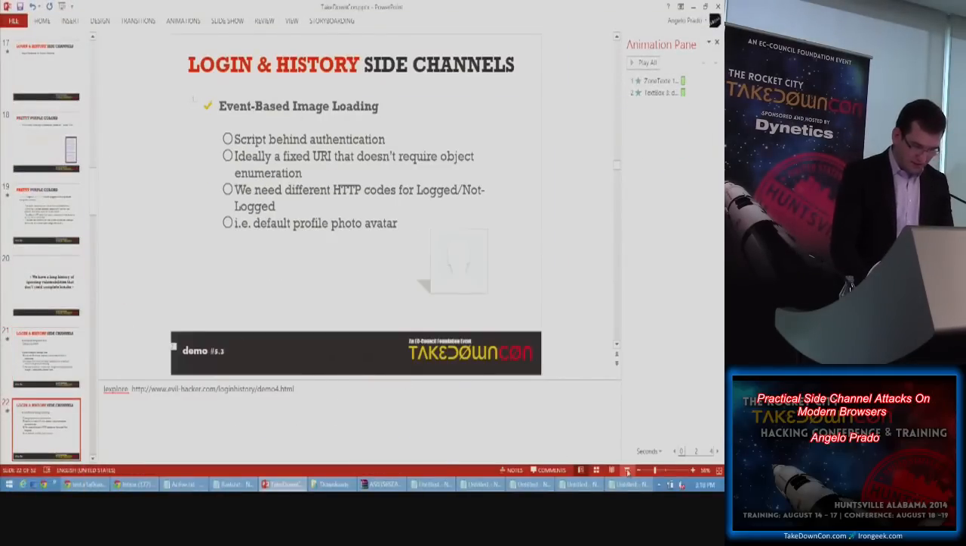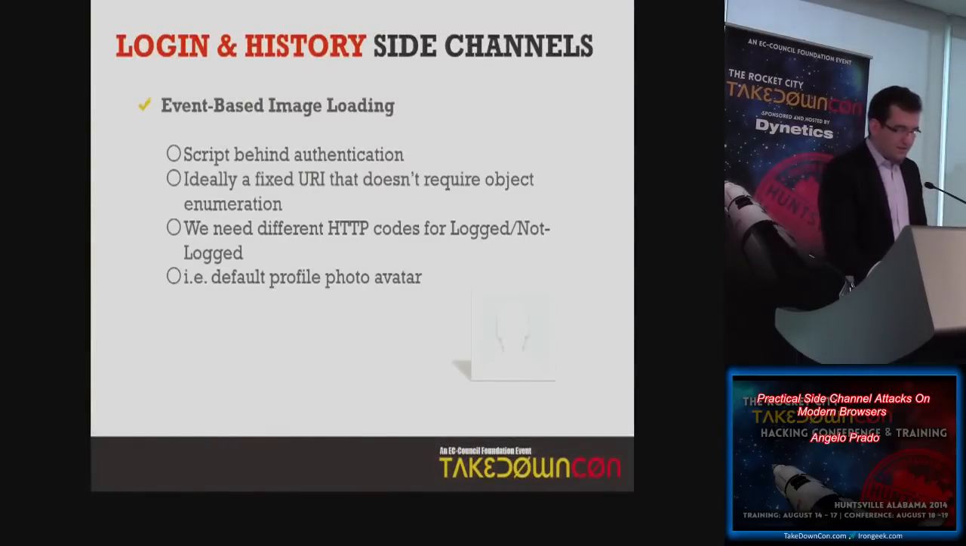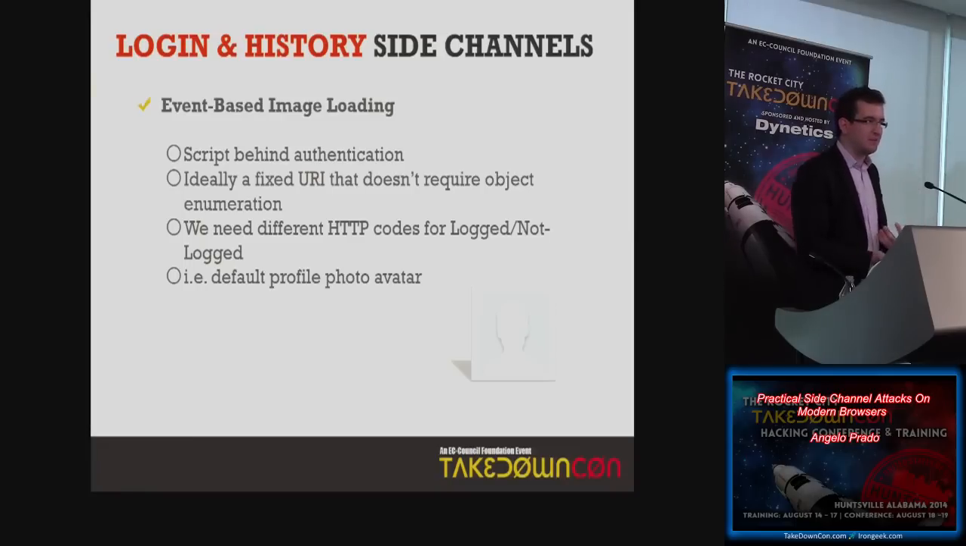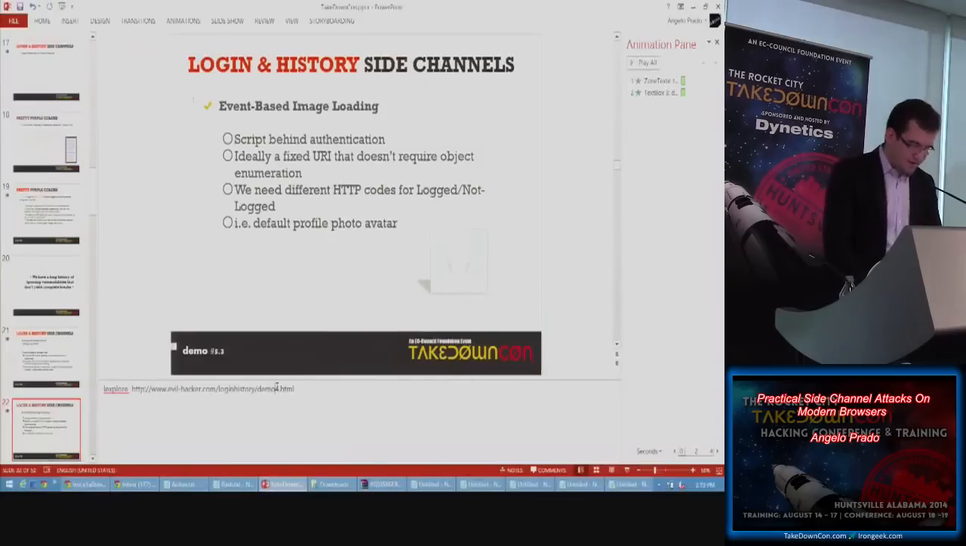Let's move on to another example, event-based loading. So imagine you have some sort of a script or an image behind authentication, for example, a URL that does not require object enumeration. What I just did is, because I knew the object ID of my profile, I knew my profile number, which is an incremental number. So what would be a good example? The default profile avatar would be a good example, because that image is always going to be there, and it typically has a static path. So let me show you the demo.